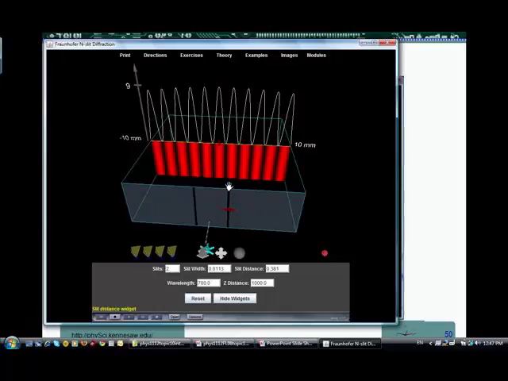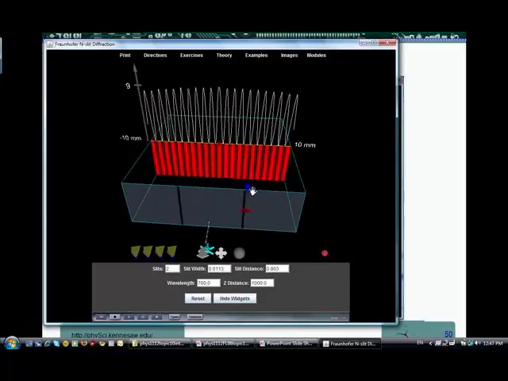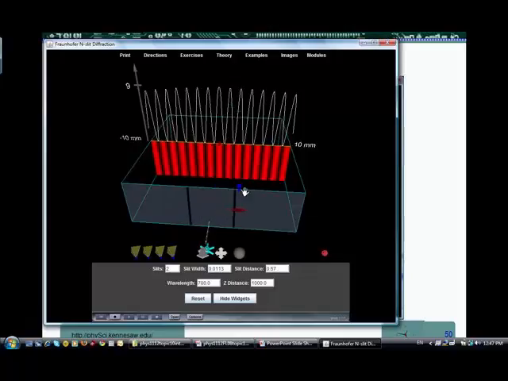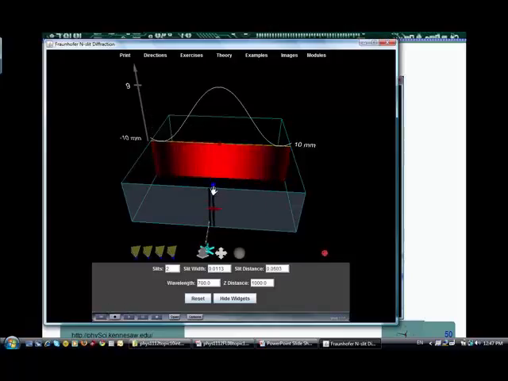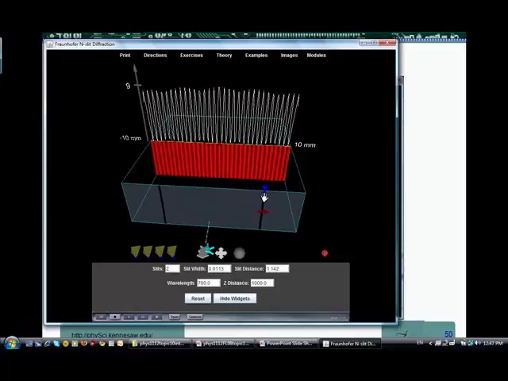Now, but the slit separation D is going to have an effect. The closer we have them, the further away the fringes are. The further away and the wider they are. See that? So the closer the slits are, the further away the fringes are. The further away the slits are, the closer together the fringes are.